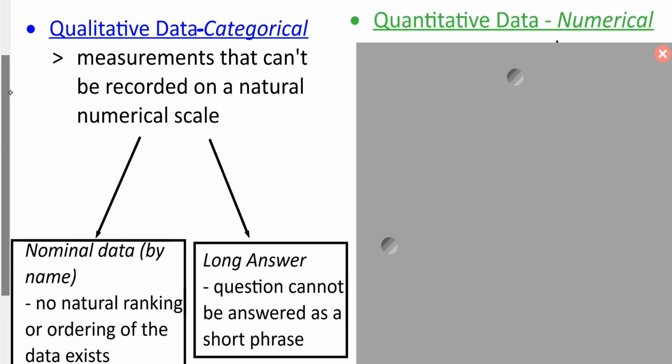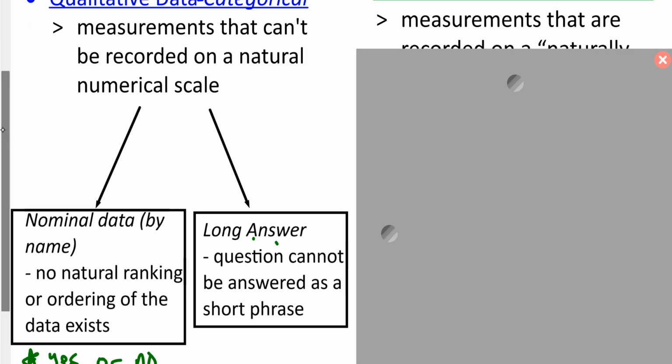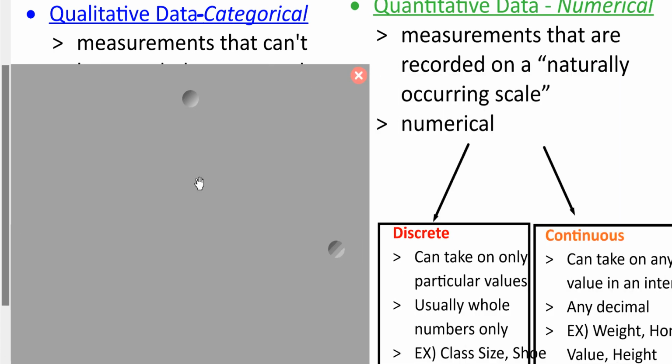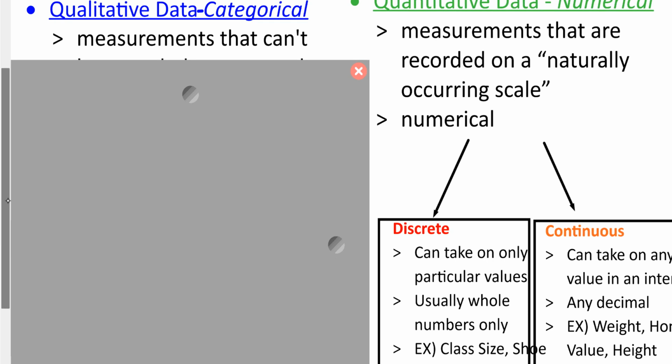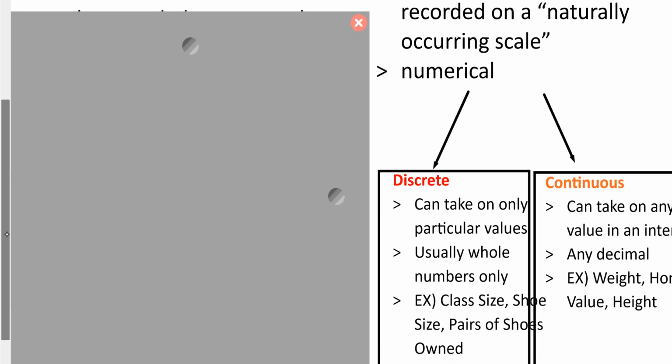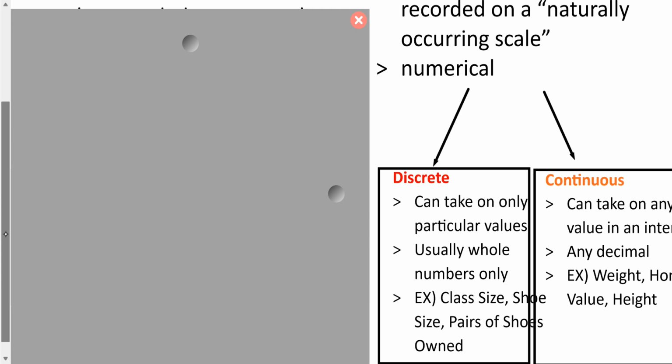The other type is quantitative. So quantitative data are measurements that are recorded on a naturally occurring scale. They are numerical, so numbers. Two different types of quantitative data would be discrete and continuous. Discrete can take on only particular values, usually whole numbers, potentially halves, like class size. We have 25 people in this class. Okay, you can't have 25 and a half. It doesn't make sense to have 25 and a quarter. Shoe size, number of shoes owned. Those are all things that you can only have a whole number.